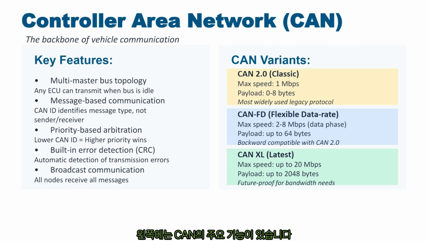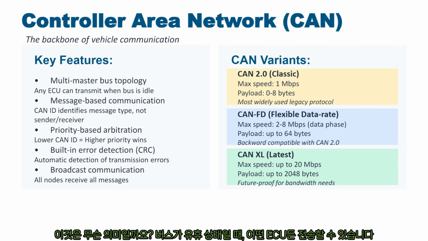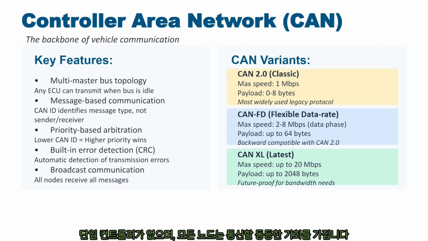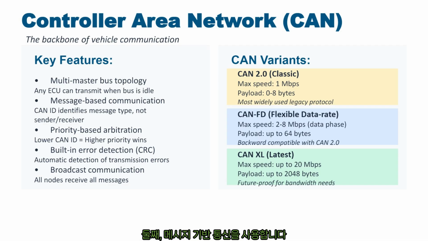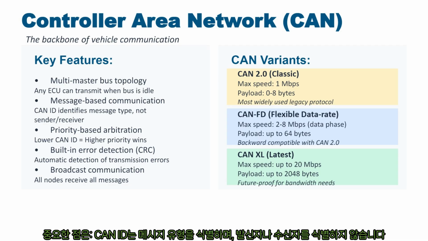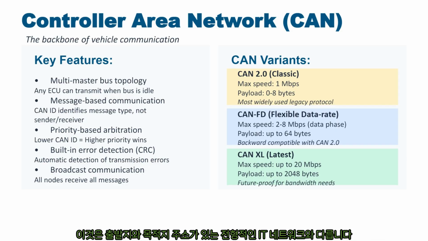On the left side, we have key features of CAN. First, it's a multi-master bus topology. What does this mean? Any ECU can transmit when the bus is idle. There's no single controller. Every node has equal opportunity to communicate. Second, it uses message-based communication. Here's something important. The CAN ID identifies the message type, not the sender or receiver. This is different from typical IT networks where you have source and destination addresses.